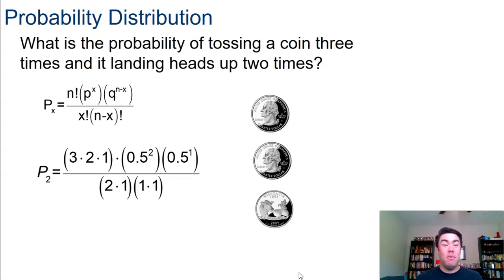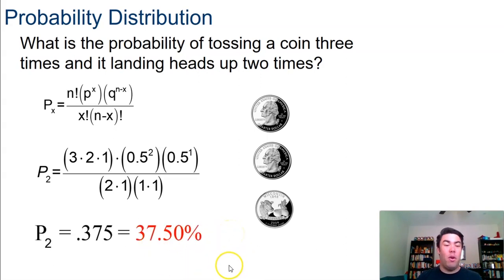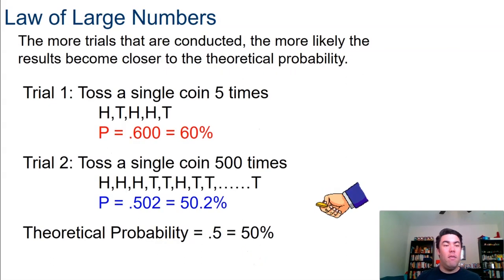X is the number of times we want that to happen, which is 2. We have q, which is the failure rate, or 0.5, to the n minus x power, so that'd be 3 minus 2, or 1, divided by x factorial, so 2 times 1, times n minus x factorial, so 1 times 1. This gives us a probability of it landing heads up twice when we flip a coin 3 times at 37.5%, or 0.375.